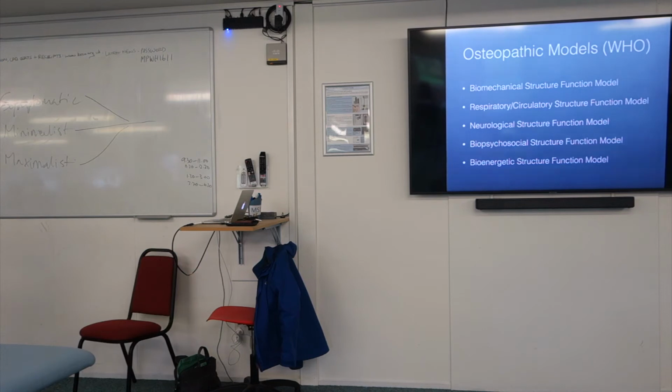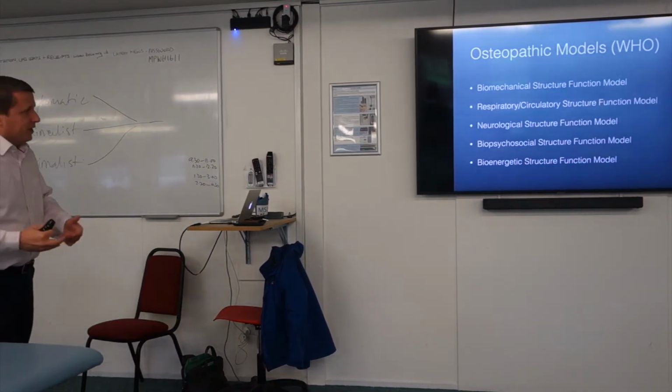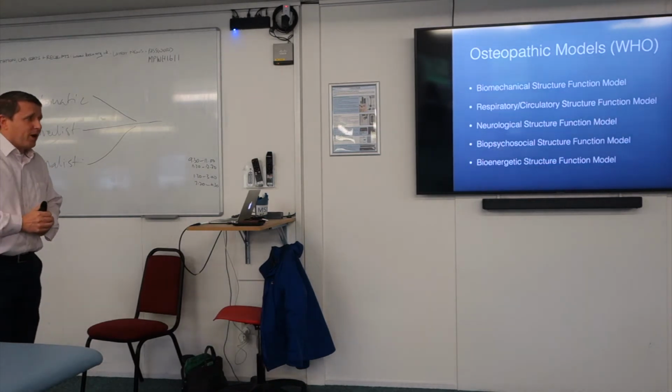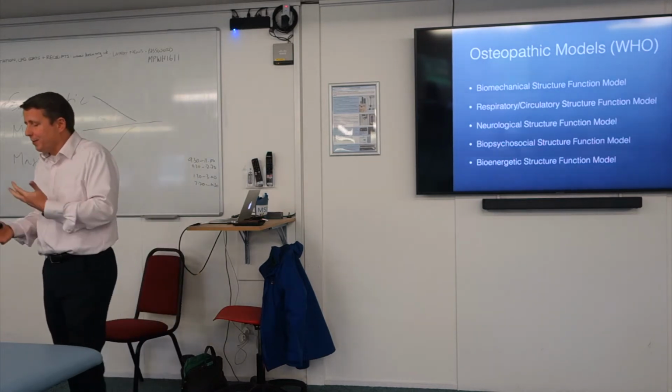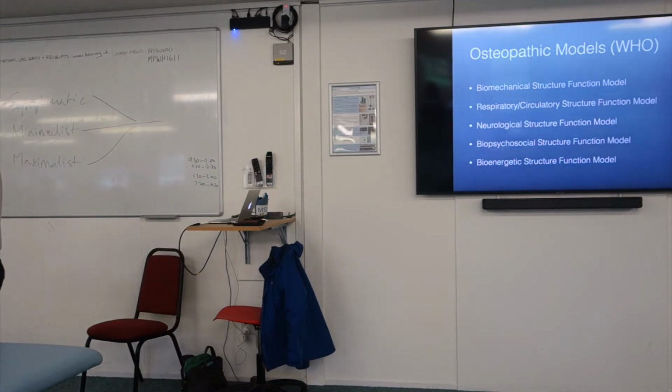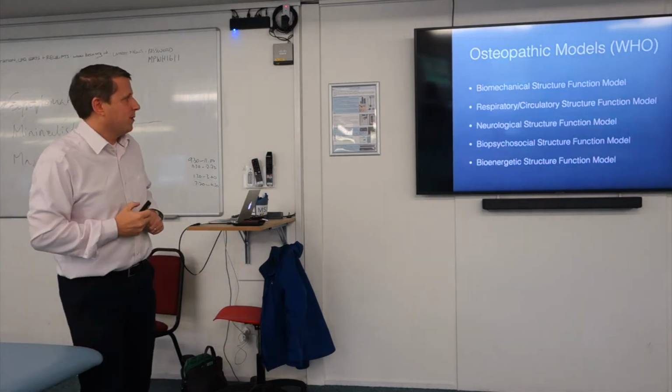So there's the biomechanical one, which we're all very familiar with, and what I think college mostly talks about. The respiratory circulatory model, which we talk about, but I'm not sure how often we really think about that in our approach. The neurological model, the biopsychosocial, which of course is very important and has always been part of osteopathy, and the bioenergetic model, this idea of efficiency. The body will always find the most efficient way of doing things. So biomechanical we're not going to talk so much about. We will talk a bit about it, but we will talk a lot about this respiratory circulatory model, because I think that's really important in the way we approach women's health.